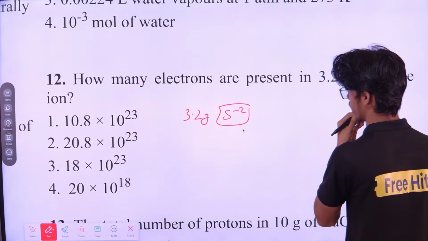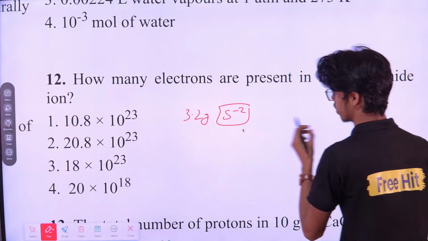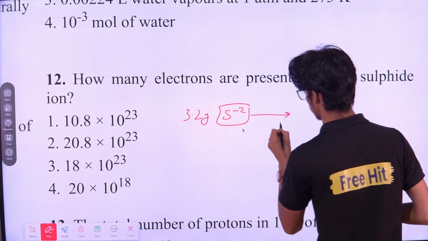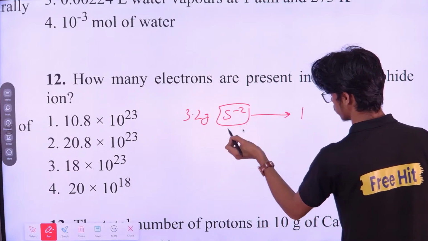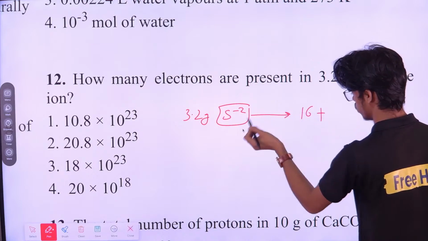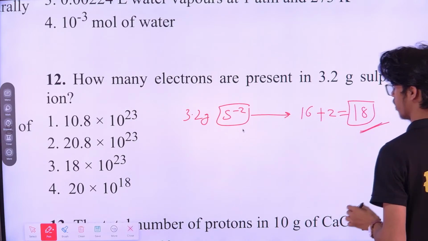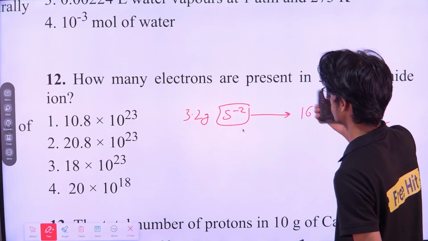Wait, it is sulfide, right? So in the 3.2 gram, why was I dividing with 32 gram? Oh, you got it right. So total is how many electrons? 16 is the atomic number, plus 2. Okay, you add it, you are getting 18. So you have 18 as the number of electrons in one sulfide ion.